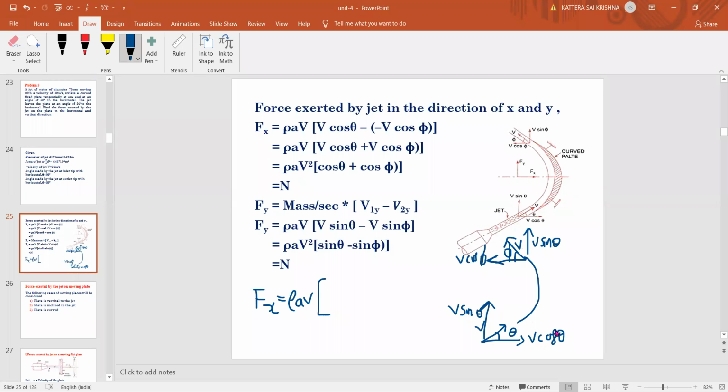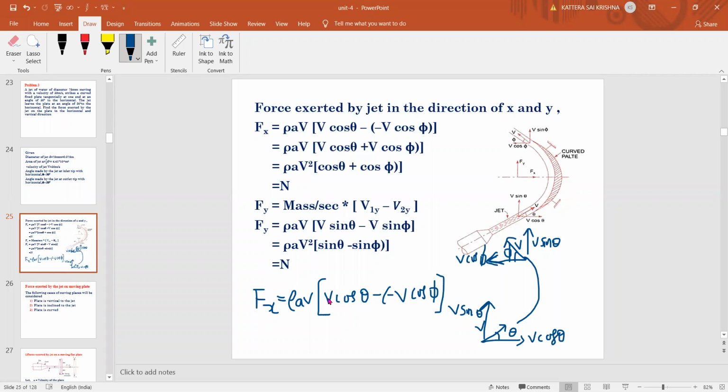At inlet we'll get the initial velocity. In the X direction it is V cos theta. So rho A V into V cos theta is the initial velocity, minus the final velocity. So what is the final velocity coming in the X direction? In the X direction we have V cos phi. Here you need to see it is going in reverse to V cos theta. If the right side direction is positive, as we already know, the left side direction will be negative. So it becomes minus V cos phi.